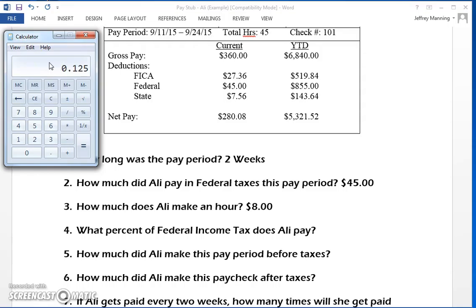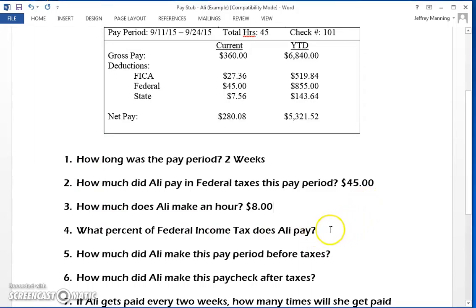Now, I'm going to get a decimal, 0.125. If you remember from math class, to turn any decimal into a percentage, you either multiply that number by 100, or you can just take the decimal place and move it 2 places to the right. So, when it says what percent of federal income tax does Allie pay? She paid 12.5%. So, 12.5% of her check went to the federal government.